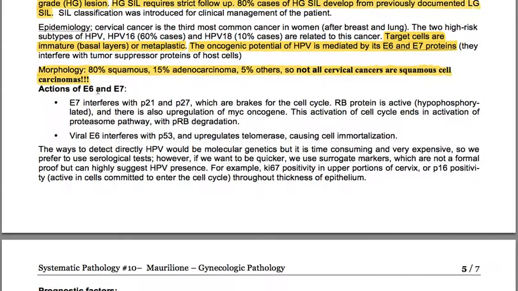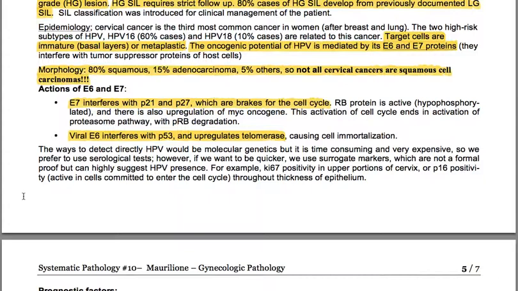Actions of E6 and E7. E7 interferes with P21 and P27, which are brakes for the cell cycle. RB protein is inactivated, and there is also an upregulation of MYC oncogene. This activation of cell cycle ends in activation of proteasome pathway, which causes pRB degradation. Viral E6 interferes with P53 and upregulates telomerase, causing cell immortalization.